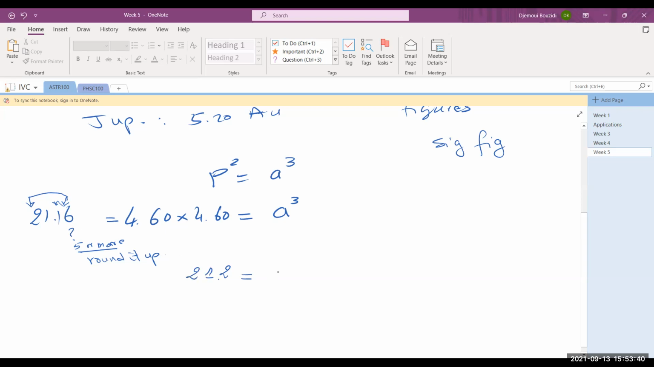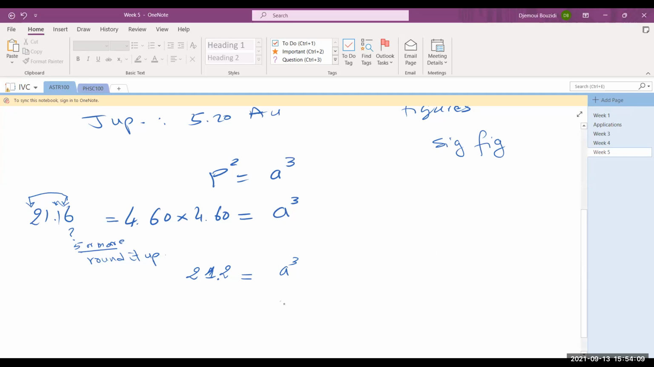So this is 21.2. So this is A cubed. So that's why I'm saying it's 3 sig figs. I still have 3 sig figs, by the way, in here. So I'm in good shape. 3 sig figs, because I started with 3 significant figures. I cannot make up a fourth one. That's the problem. We cannot come up and say it's 21.16. The best I can say in this case is 21.2.